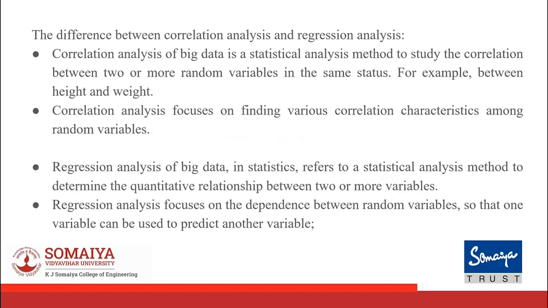The difference between correlation analysis and regression analysis. Correlation of big data is a statistical analysis to study the correlation between two or more random variables. It focuses on finding various correlation characteristics among random variables, for example, height and weight. Regression, whereas, refers to a statistical analysis method to determine the quantitative relationship between two or more variables. It is used to focus on dependence between random variables so that one variable can be used to predict another variable.